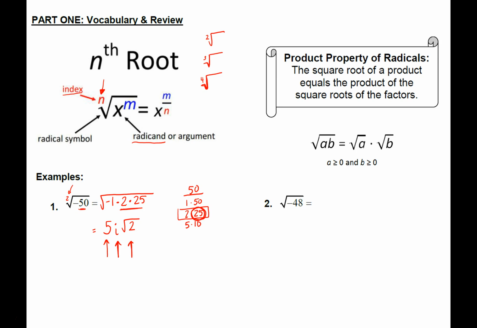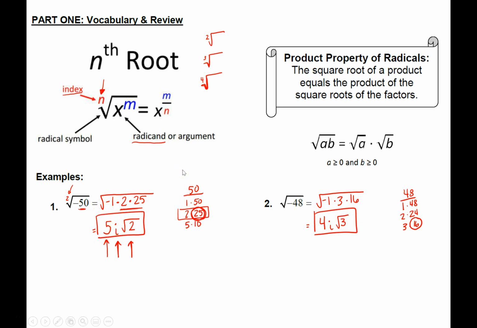Let's look at one more of those for a quick review. If I'm taking the square root of negative 48, I'm going to make a list of factors. 1 times 48, 2 times 24, 3 times 16. I'm stopping there because 16 is a perfect square. That means I'm going to rewrite this as negative 1 times 3 times 16. When I simplify, the square root of negative 1 is i, the square root of 3 does not simplify, and the square root of 16 is 4. So that is my simplified answer for that one. That hopefully is a quick and easy review.